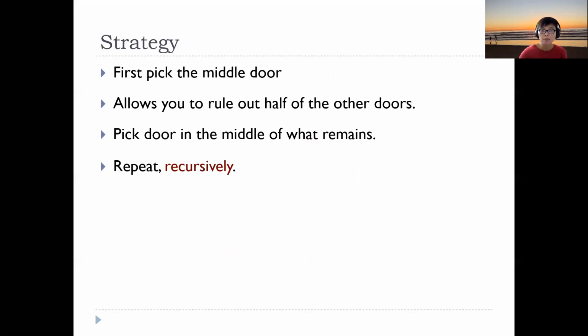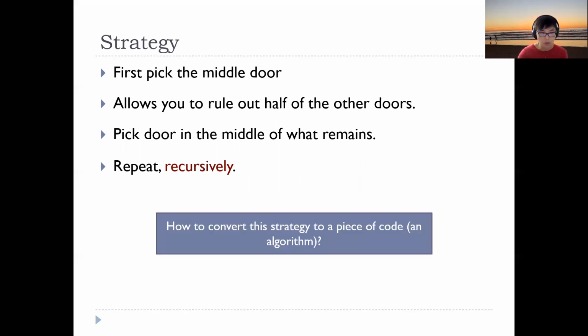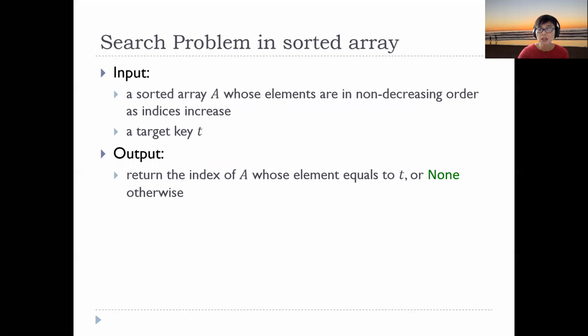So you pick the middle door, and this allows you to rule out half of the other doors. Then you pick the middle door of what remains, and you repeat. You can continue till you find it. So how do we convert this strategy to an algorithm? This naturally gives rise to the following algorithm. The more precise problem now is that we're given a sorted array.